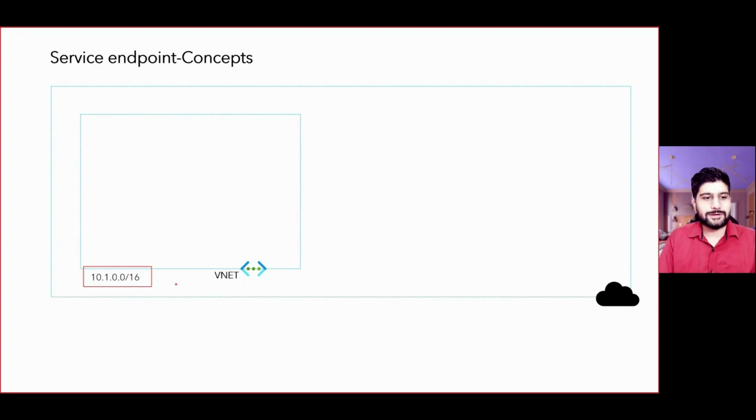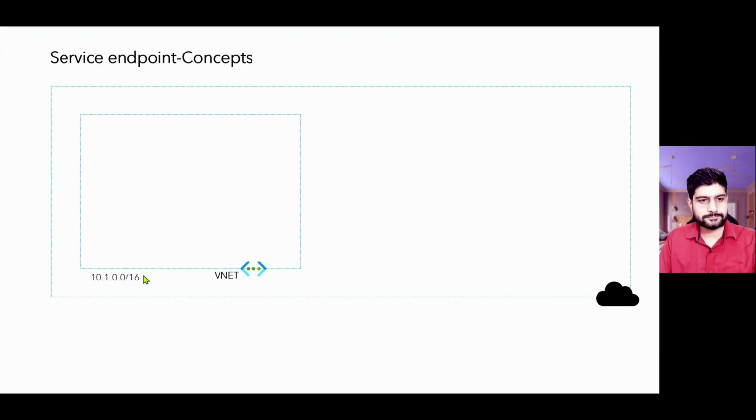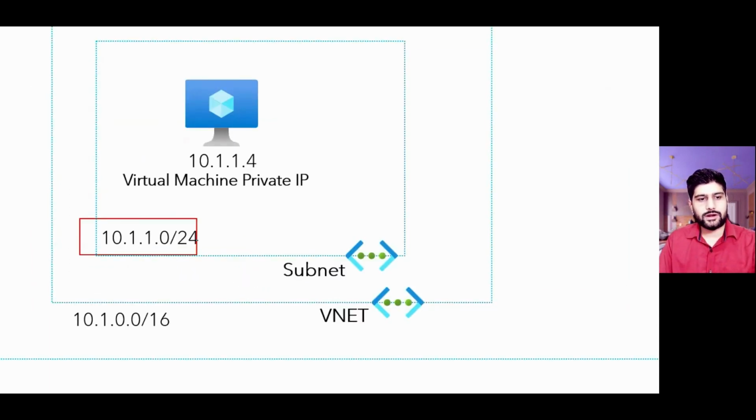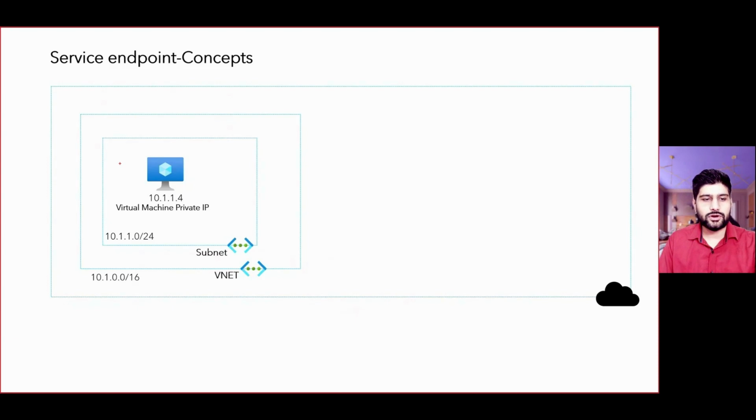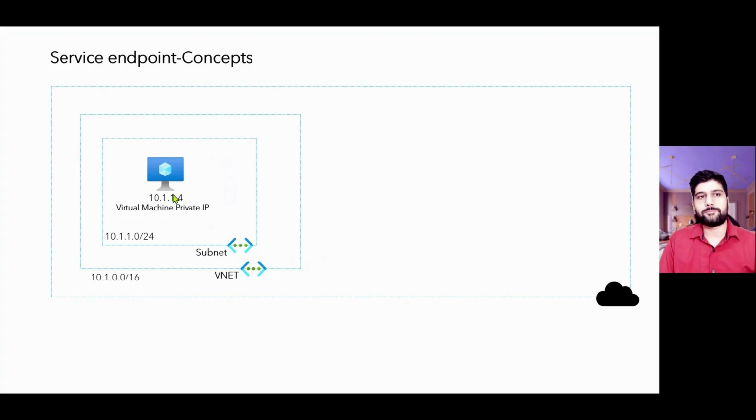Now within this network, let's say you have a subnet, and within this subnet, you have a virtual machine available to you. The subnet range is 10.1.1.0/24, so you have around 256 IPs in the subnet. Out of those 256 IPs, the first IP available in Azure is assigned to your VM. So you have 10.1.1.4. That is the IP assigned to your VM.